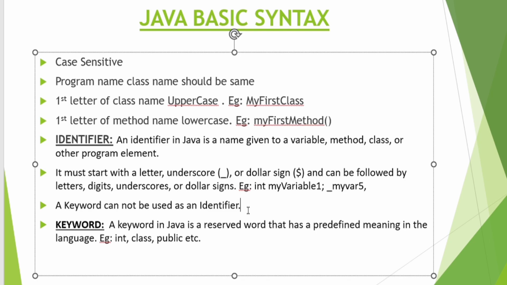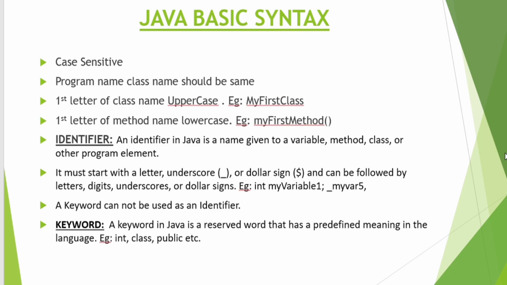Next, a keyword cannot be used as an identifier. You cannot use a keyword as an identifier. So what is a keyword? Then you have to learn. A keyword in Java is a reserved word that has a predefined meaning in the language. It means if you write this particular word, the compiler will already have some meaning stored inside it for that particular given word.